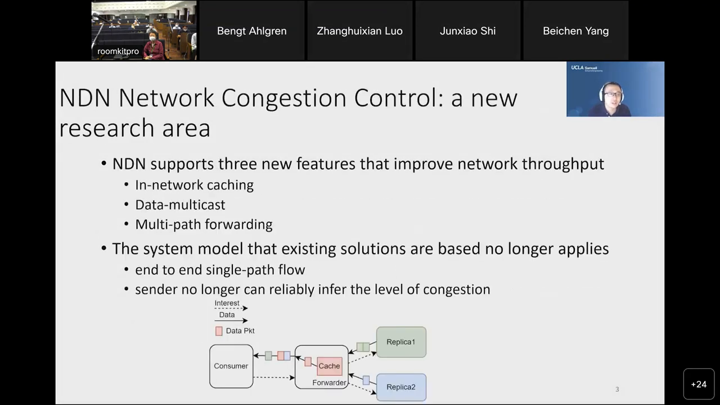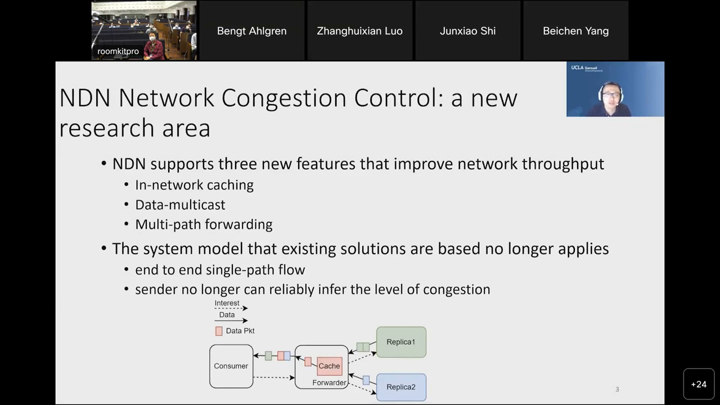In NDN, congestion control is a new research area. That's because NDN supports three new features that improve network throughput. That includes in-network caching, data multicast, and multipath forwarding. The system model that existing solutions are based on no longer applies because NDN doesn't have an end-to-end single path flow concept, and the sender consequently can no longer reliably infer the level of congestion.